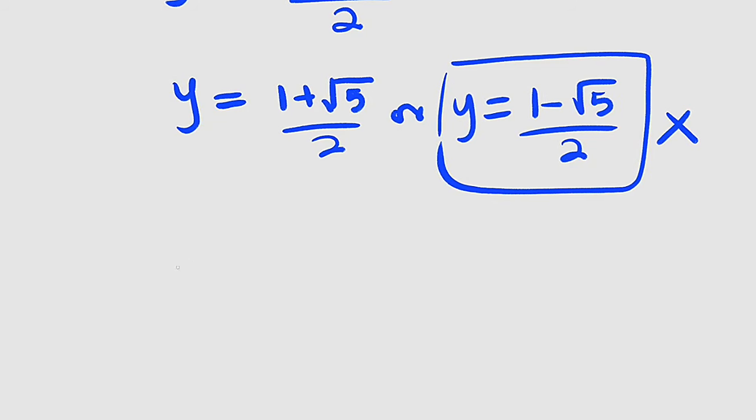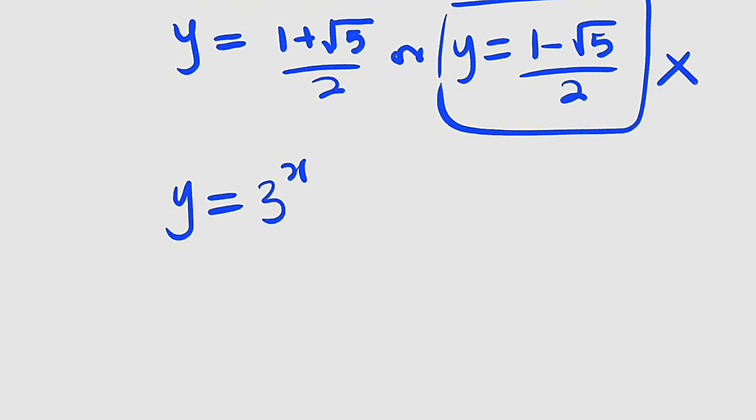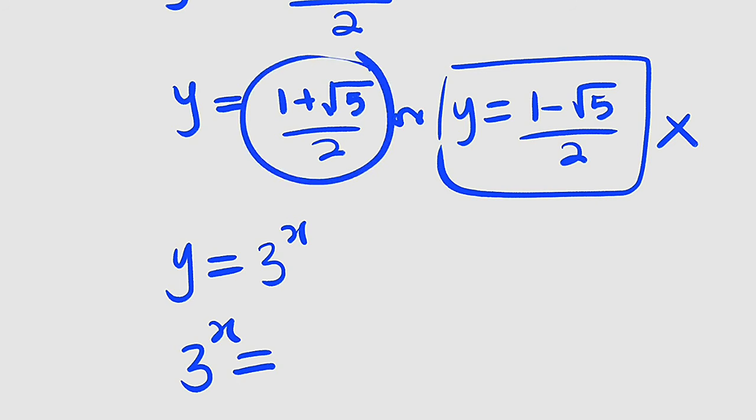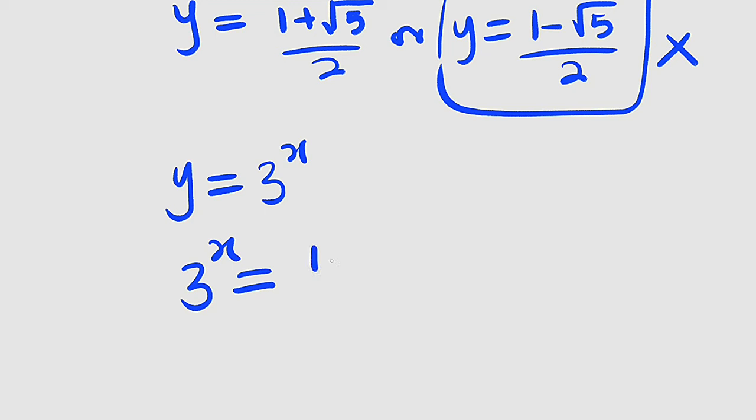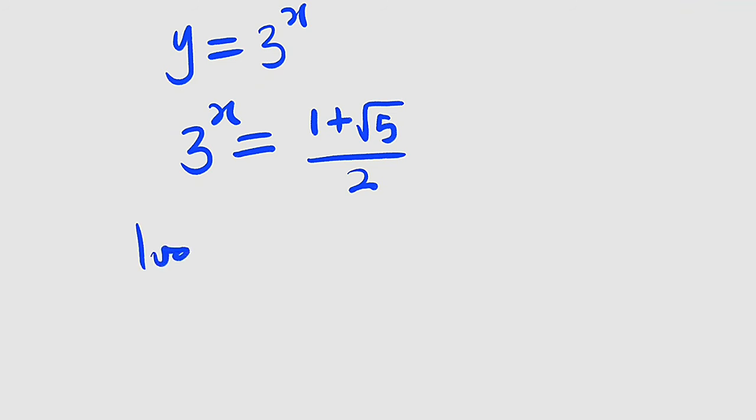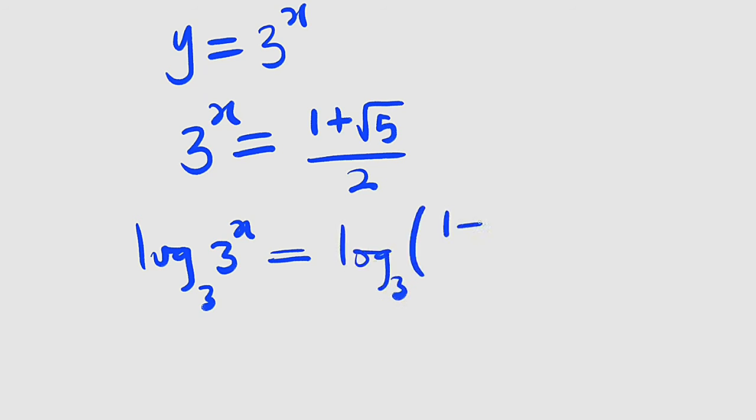So one thing you should remember is that y was 3 to the power of x. Therefore, we are going to set 3 to the power of x equal to y, which we have here as 1 plus square root of 5 divided by 2. So now let us take log to the base 3 of both sides. We have log to the base 3 of 3 to the power of x. This is equal to log to the base 3 of 1 plus square root of 5 divided by 2.